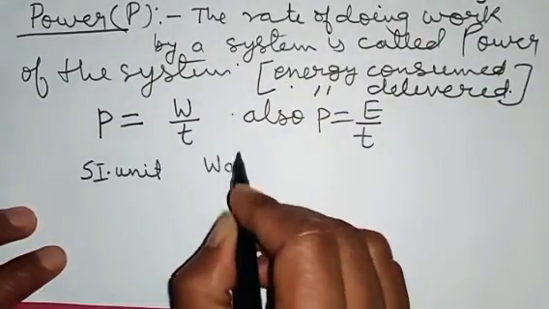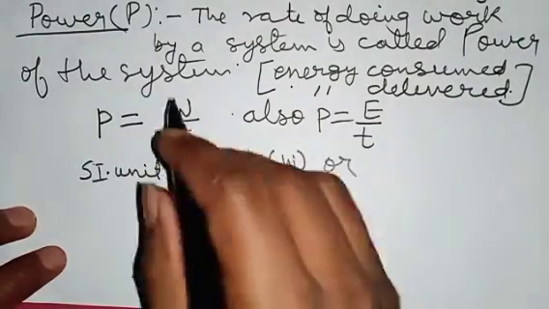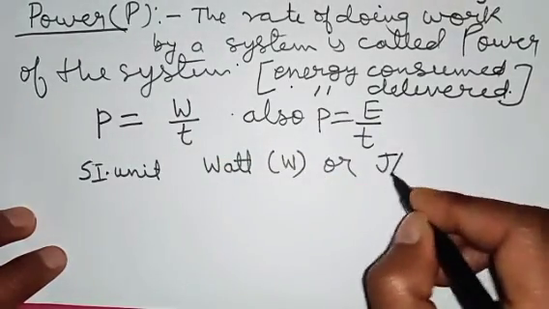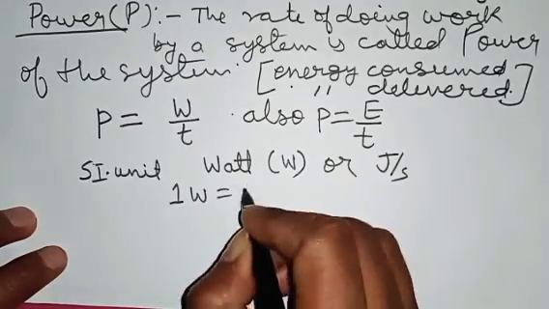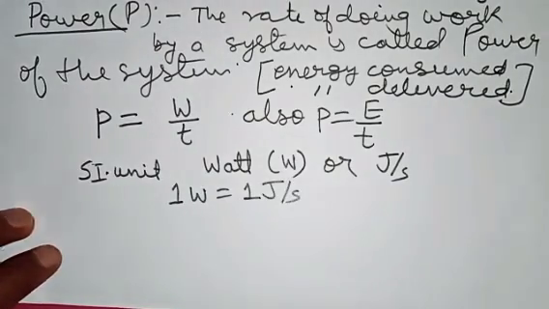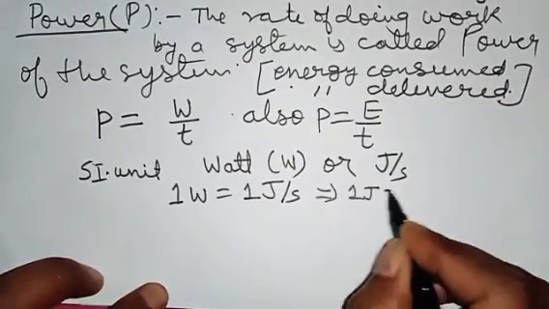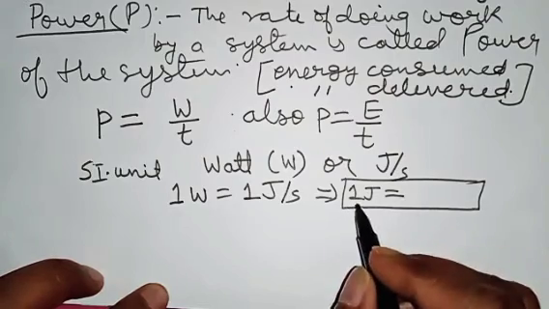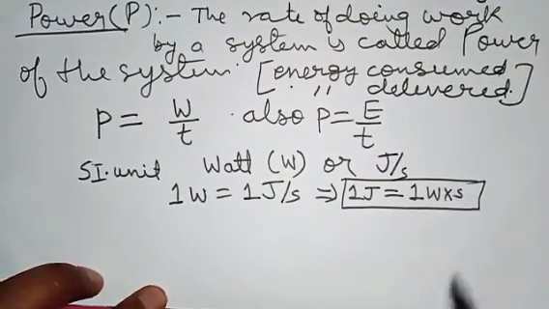watt, W, or if we measure work in joule and time in second, then it is joule per second also. It means 1 watt equal to 1 joule per second. In fact, from here we can say 1 joule is equal to, see, right now I am talking about energy. This is energy, unit of energy. It can be given as 1 watt multiplied by second.